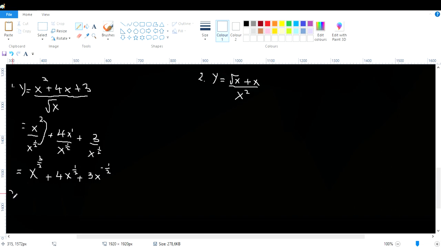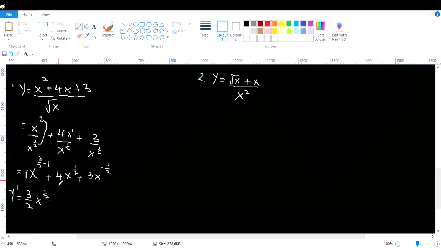Let's differentiate now. Here we have coefficient 1 multiplied by this power, answer is equal to 3 over 2. In here we're going to minus by 1. 3 over 2 minus 1 is 1 over 2.